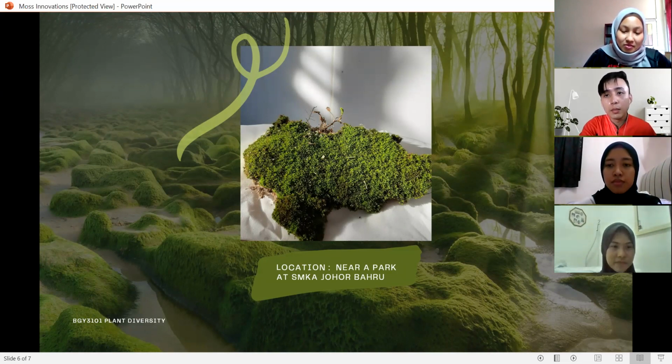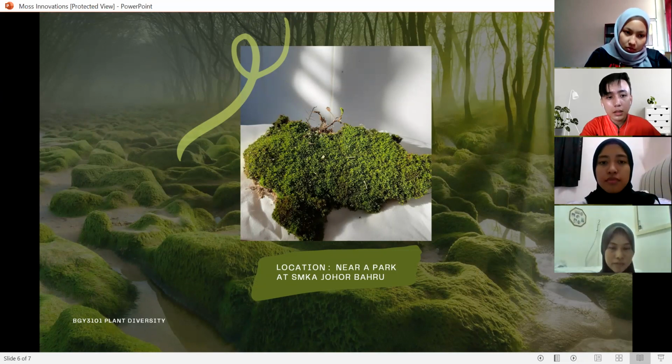So this is the moss sample that was collected at SMKA Johor Bahru near the park. So this is the sample. Next slide.